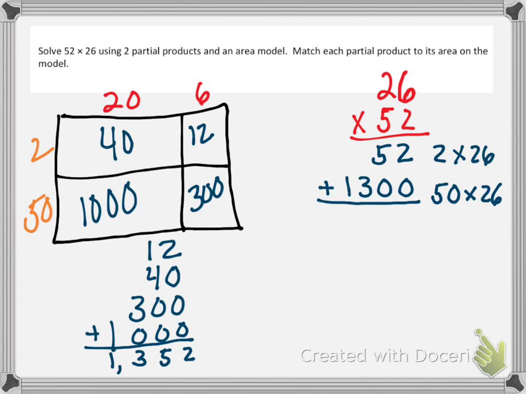We put the ones and the tens and the hundreds and the thousands where they belong. And when we add these up, we get 1,352. Just like when we saw the four partial products, we do with the two. So all we did was 26 times 2. And then we did 5 tens, 50 times 26. And that's how we got each one.